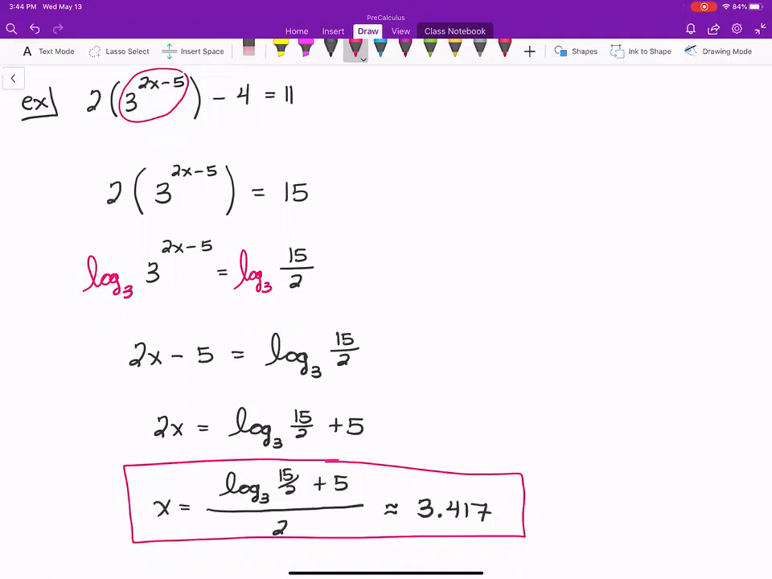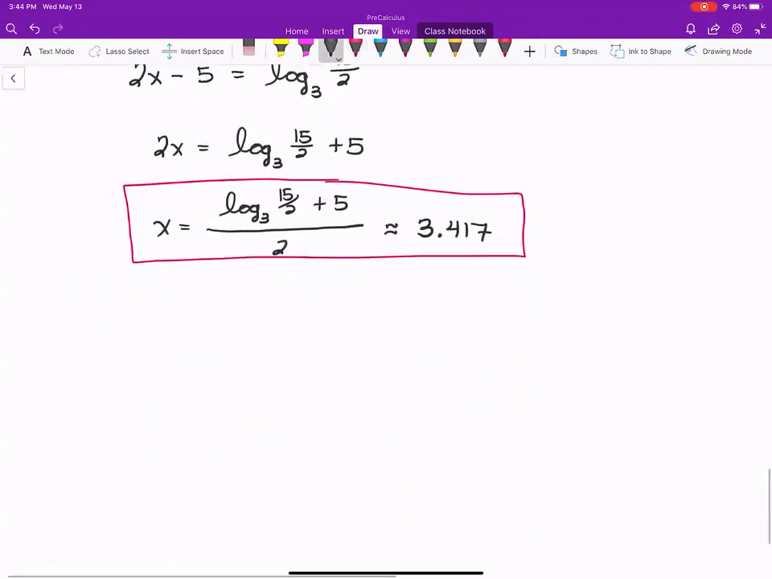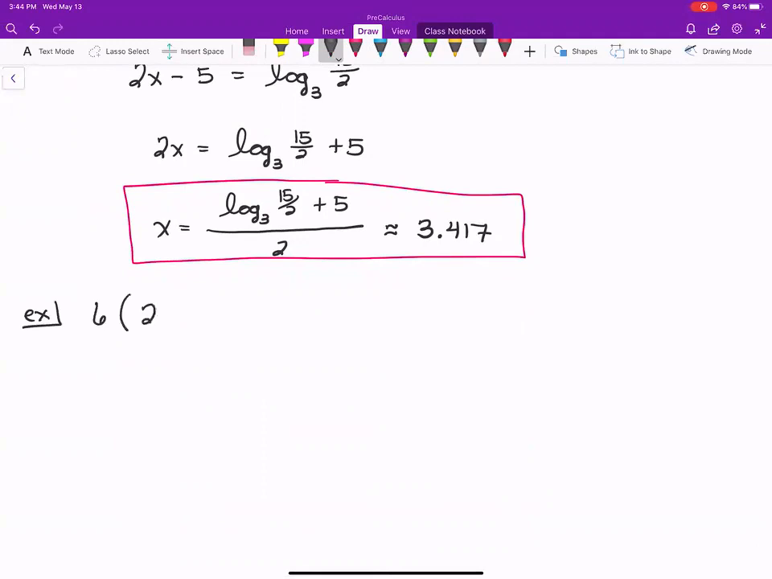All right, your turn. Solve 6 times 2 to the t plus 5, plus 4 equals 11.